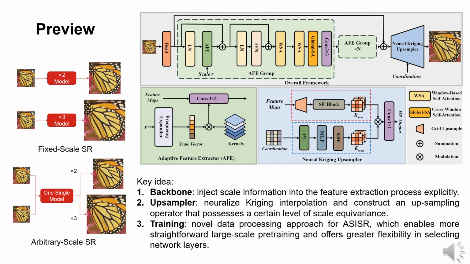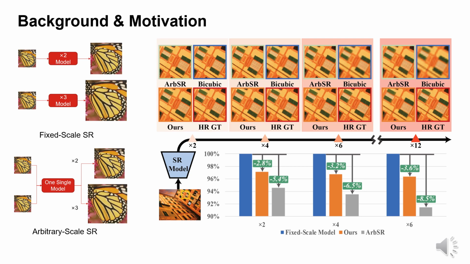First, explicitly inject the scale information into the backbone network to make the network adaptively modify the extracted features according to the requirements of upsampling. Second, inspired by Kriging interpolation, we split the upsampler into scale-independent and scale-dependent components to endow the network with equivariance, which further improves the model's performance on scales that were unseen during training. Third, our data processing approach for arbitrary scale super-resolution enables more straightforward online large-scale pre-training and offers greater flexibility in selecting network layers.